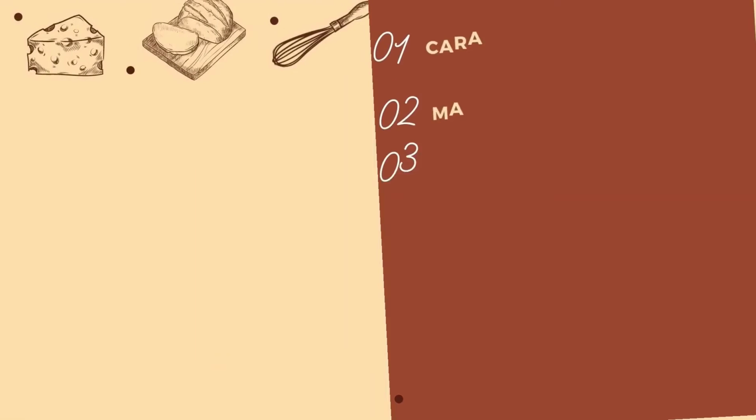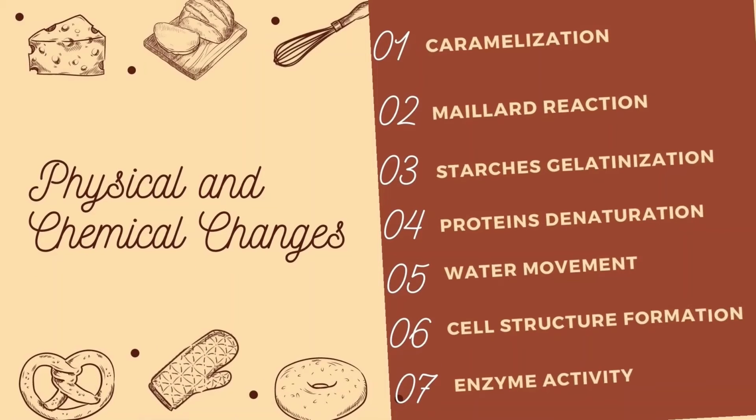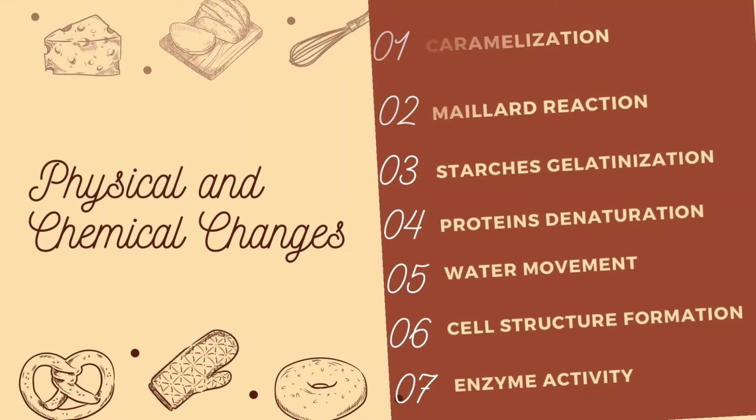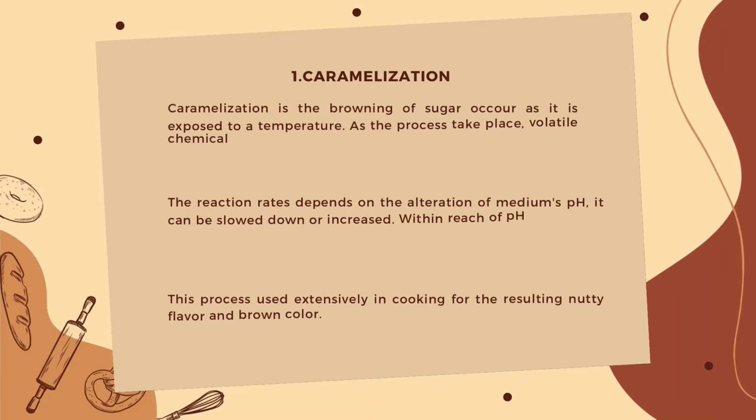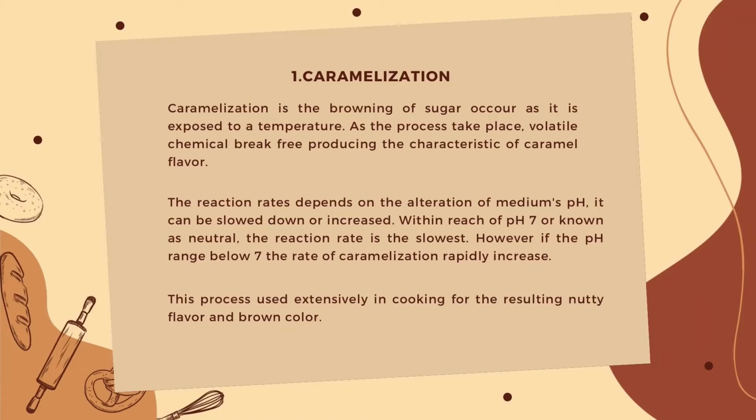Physical and chemical changes include caramelization, Maillard reaction, starch gelatinization, protein denaturation, water movement, cell structure formation, and enzyme activity. Caramelization is the browning of sugar that occurs as it is exposed to high temperature. As the process takes place, volatile chemicals break free, producing the characteristic caramel flavor.